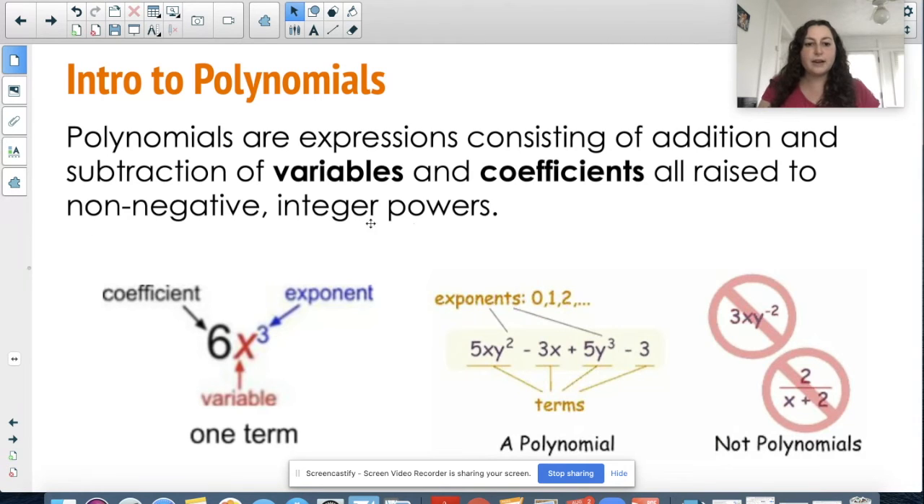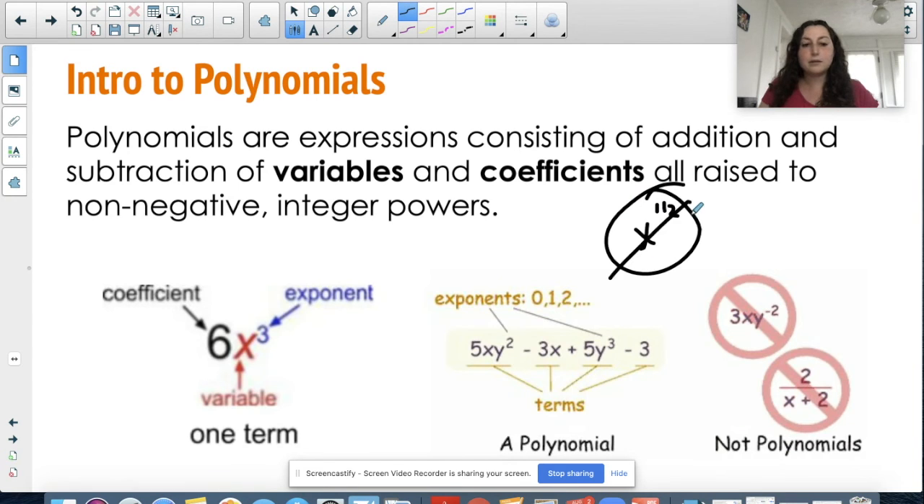Notice it says non-negative integer power. So 3xy to the negative 2 is not a polynomial because it has a negative exponent. And integers are whole numbers like 2, 3, 4. So it couldn't have something like x to the 1/2. That would not be considered a polynomial, because 1/2 is not an integer. And that's the same thing as saying the square root of x.